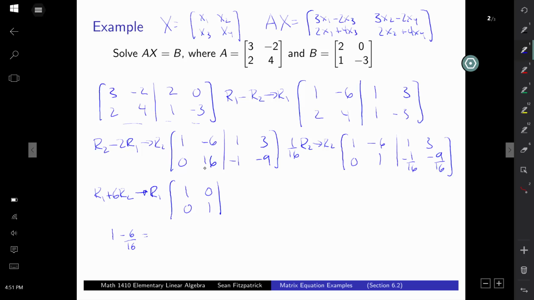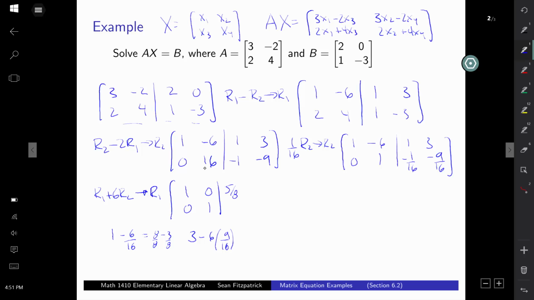So I can reduce the 6 over 16, that's going to be 3/8, so it's 8 over 8 minus 3 over 8. I get 5 over 8 in that spot. The other one I've got 3 minus 6 times 9 over 16.